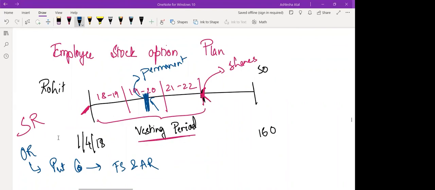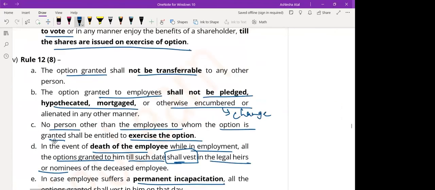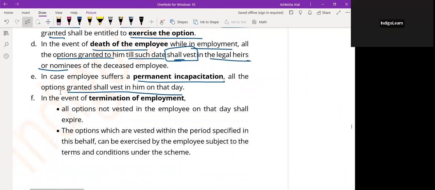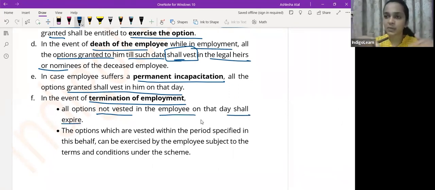This is wherein the employee becomes permanently incapacitated. So all the options which are granted to him shall vest on the date on which he becomes permanently incapacitated. And if someone terminates employment, meaning he either resigned or was terminated, so all options not vested in the employee on that day shall expire. So whatever options were given will expire since he is terminated.